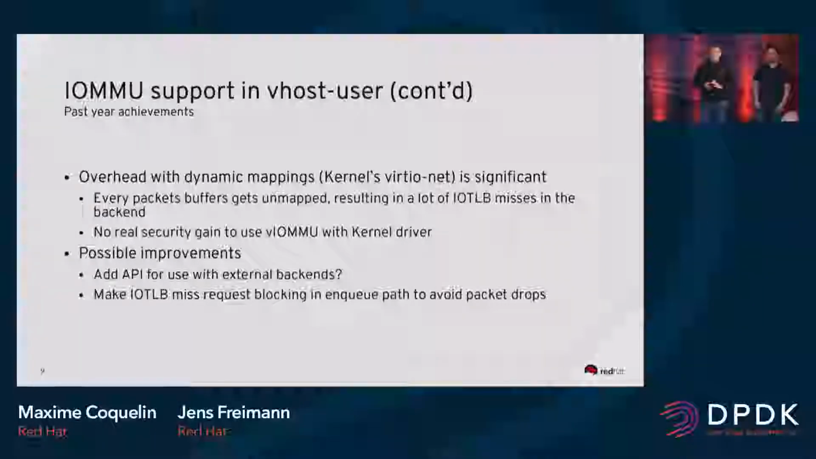And since there is no real security gain in using the vIOMMU with a kernel driver, because it would mean protecting the guest kernel against itself, maybe it is not needed to invest much time to improve this. Anyway, we need to have it working. What we see today, especially with dynamic mapping, is some packet drops. So one thing we will need to do to improve the situation is to make the IoTLB miss request blocking in the enqueue path so that we don't drop the packets.